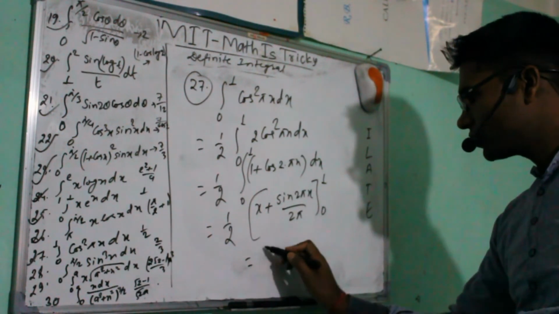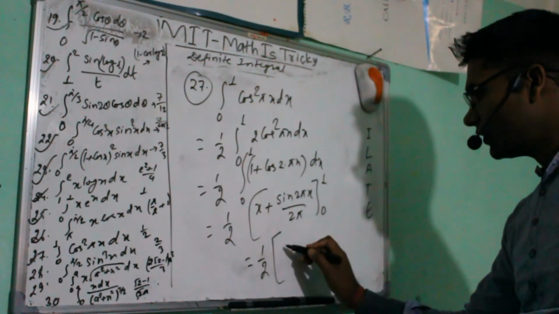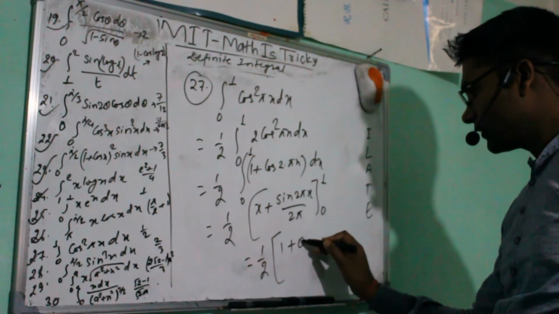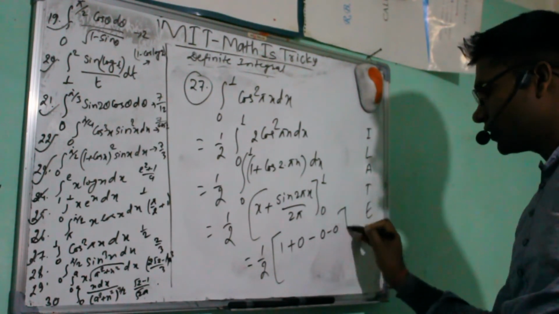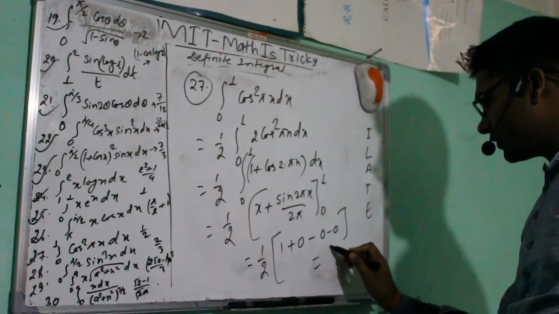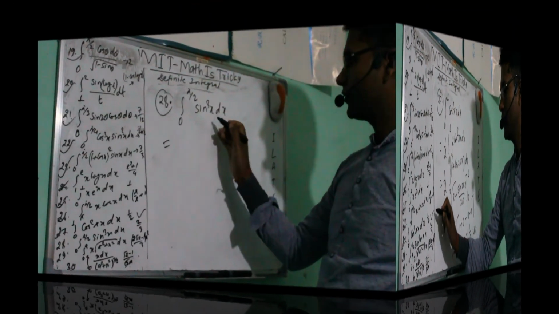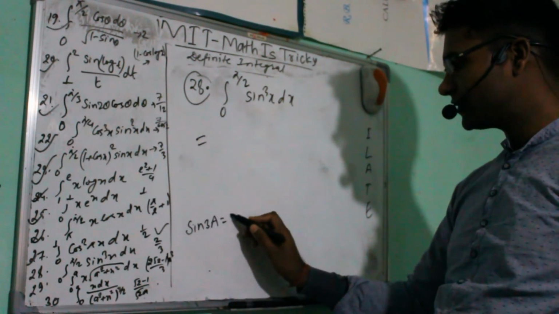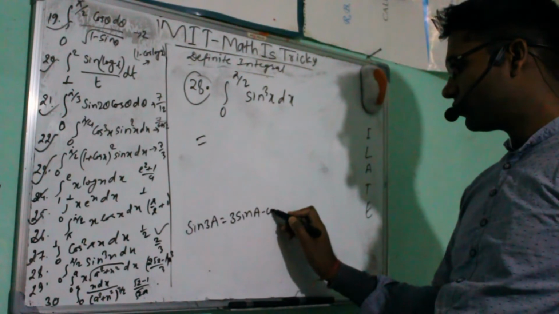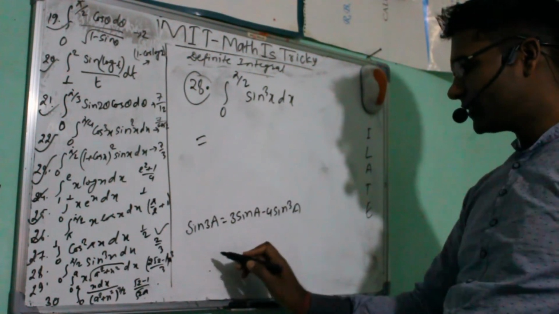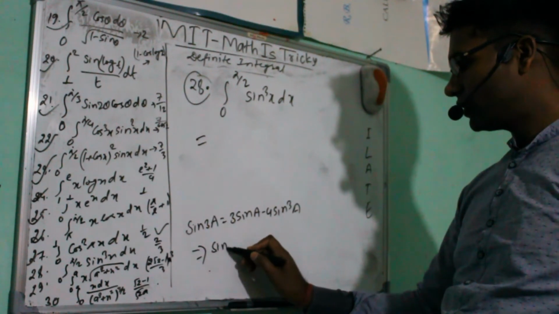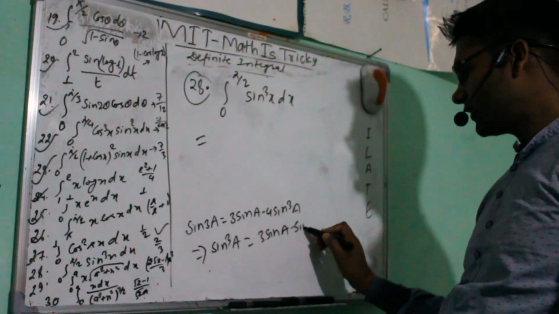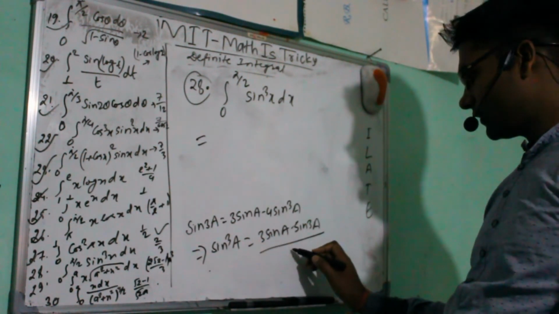So first function into integration of second function, minus limit from 1 to e, integration of derivative of first function, which is 1 by x, into integration of second function, x, dx. So here put e. So ln e into e minus ln 1 into 1, first is this one, minus x from 1 to e.